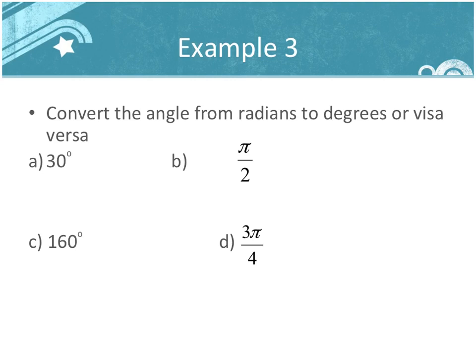All right, so example 3 says convert the angle from radians to degrees or vice versa. So you want to look at what's here, determine if it's degrees or radians, and then convert it. Most of the time, if there's a pi in it, it's going to be a radian, but not necessarily all the time. The only surefire way to tell the difference between a degree and a radian is that degrees has to have a degree symbol. So A is degrees, and so is C. The other two are radians.